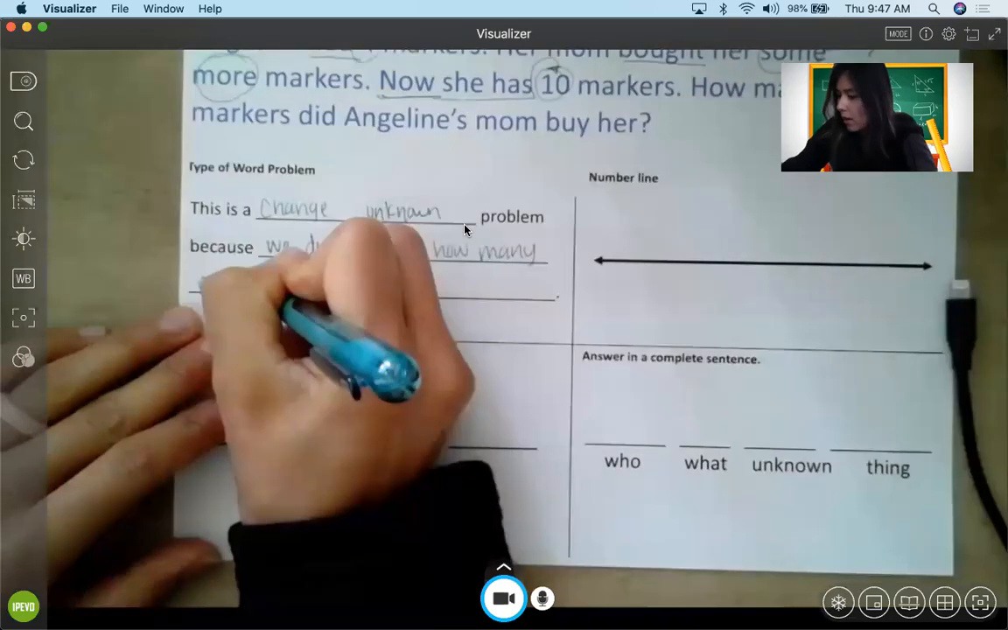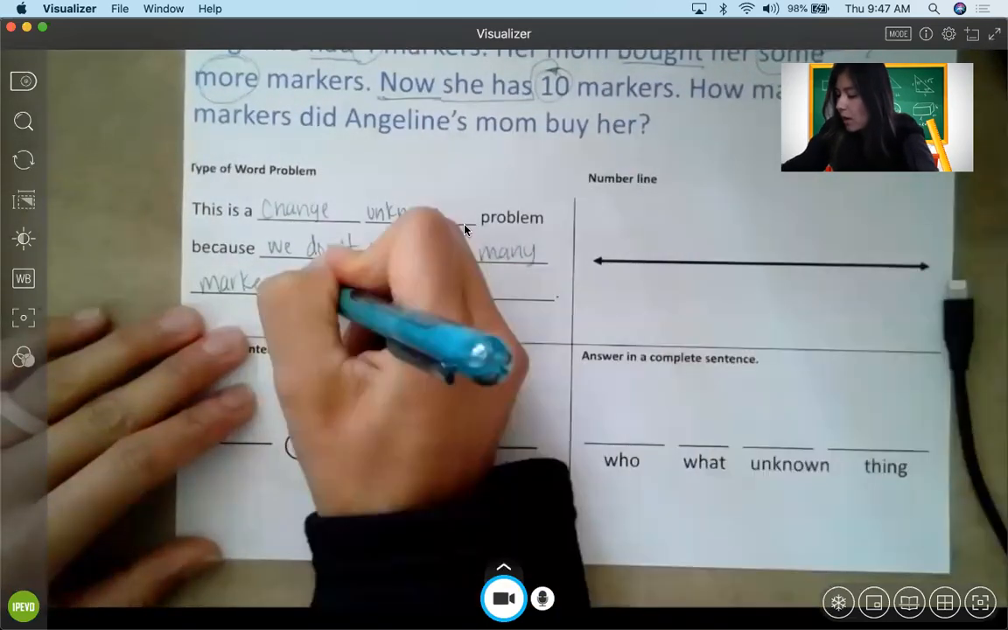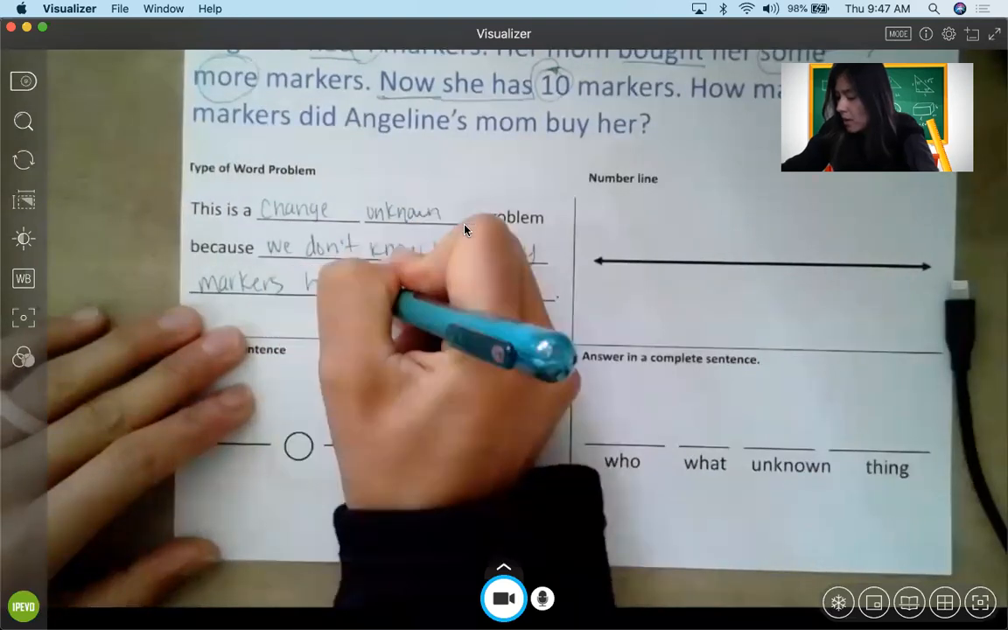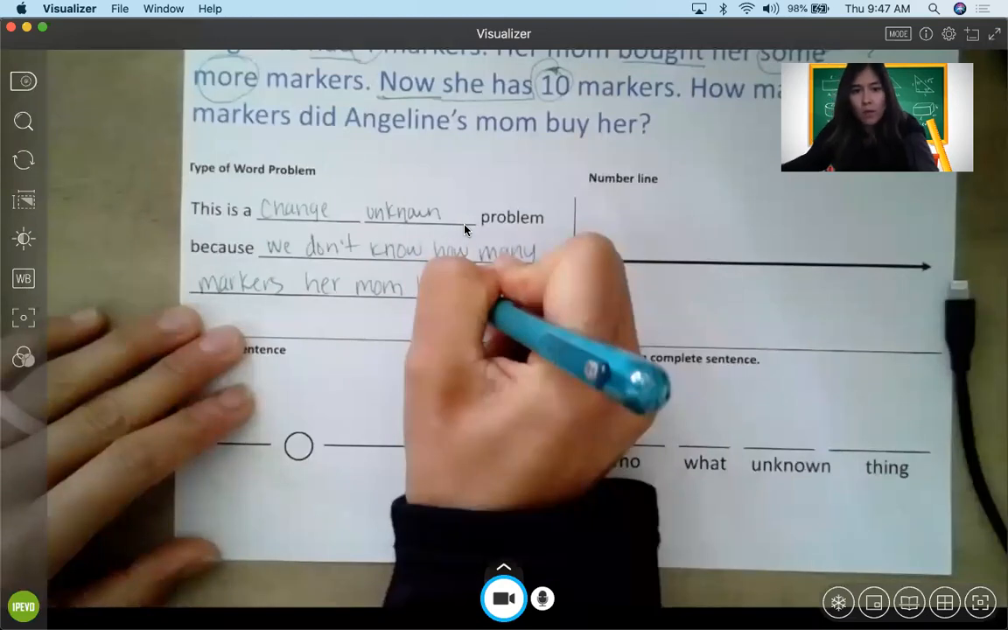Who bought? How many markers who bought? Her mom bought. Her mom bought her. You got it, boys and girls?